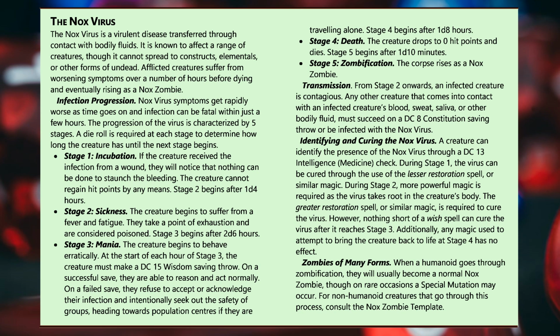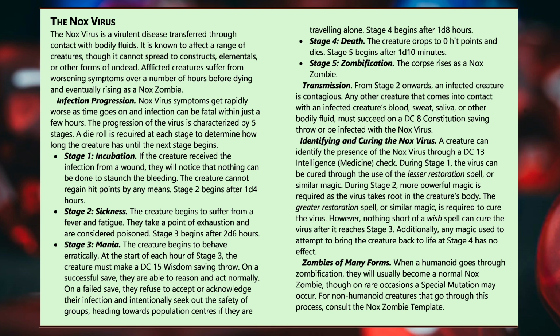During stage 1, the virus can be cured through the use of a lesser restoration spell or similar magic. During stage 2, more powerful magic is required as the virus takes root in the creature's body. The greater restoration spell or similar magic is required to cure the virus. However, nothing short of a wish spell can cure the virus after it reaches stage 3. Additionally, any magic used to attempt to bring the creature back to life at stage 4 has no effect.